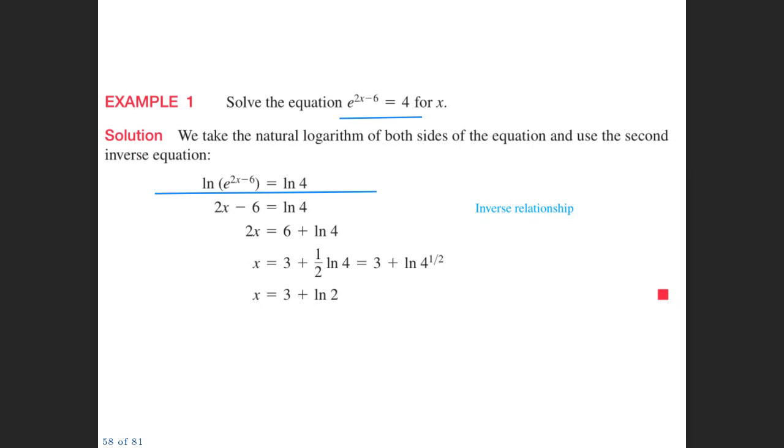But ln and e, they just cancel out. Instead of writing ln of e, we can cross these out. We just have 2x minus 6 is equal to ln 4. 2x is 6 plus ln 4, or x is 3 plus a half ln 4. 3 plus ln 4 to the power of a half, that means square root of 4. The answer is x is equal to 3 plus ln 2.